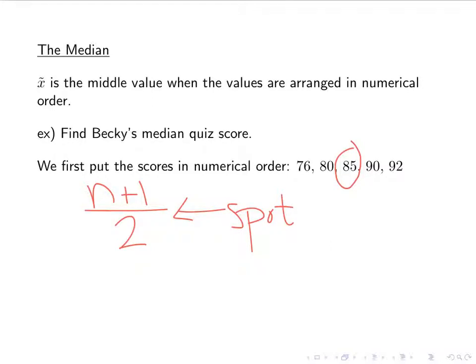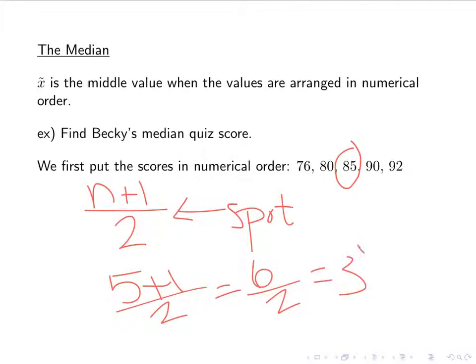So in our case, n is 5, so 5 plus 1 over 2 is 6 over 2, which is 3. So it's in the third spot. So 1, 2, 3. Or again, if I had done it the other way, 1, 2, 3. So again, if n is odd, there is a middle value. But if we go back to Bill's quiz scores, he only had 4, and that's not an odd number.